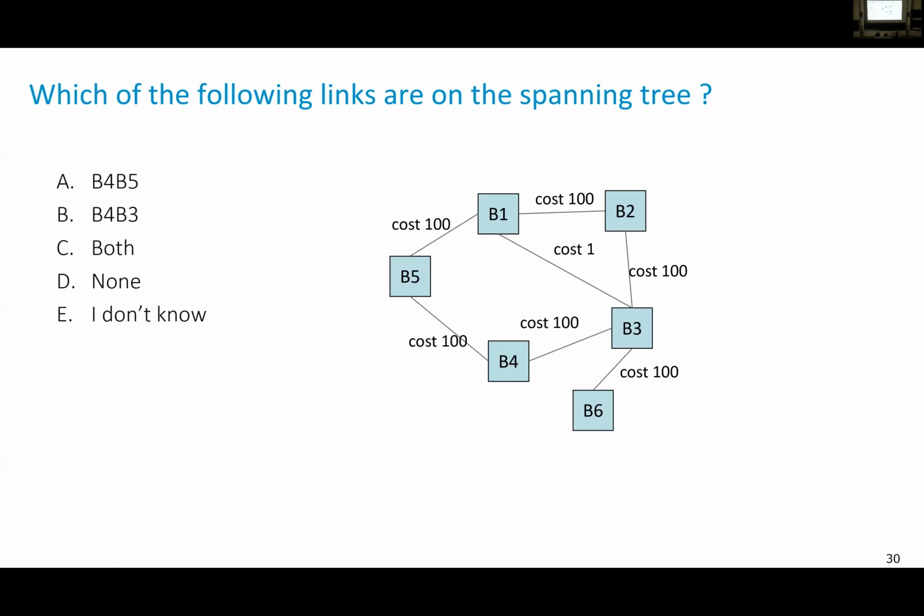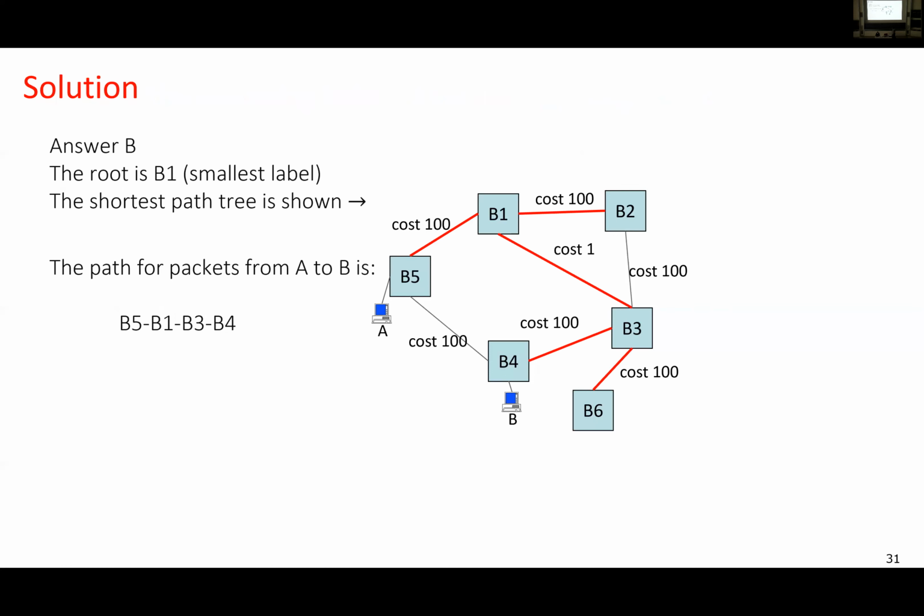I close in a few seconds. Closing. The majority says B, which now is the correct answer. So the root is B1 if we believe that B are truly the IDs. So the smallest label is B1.